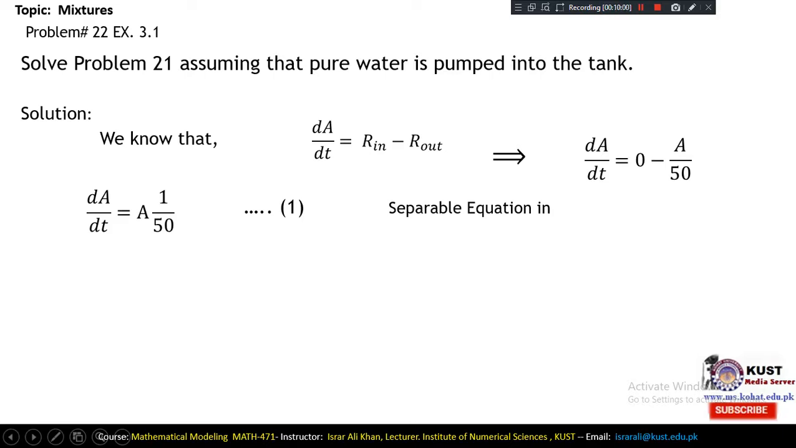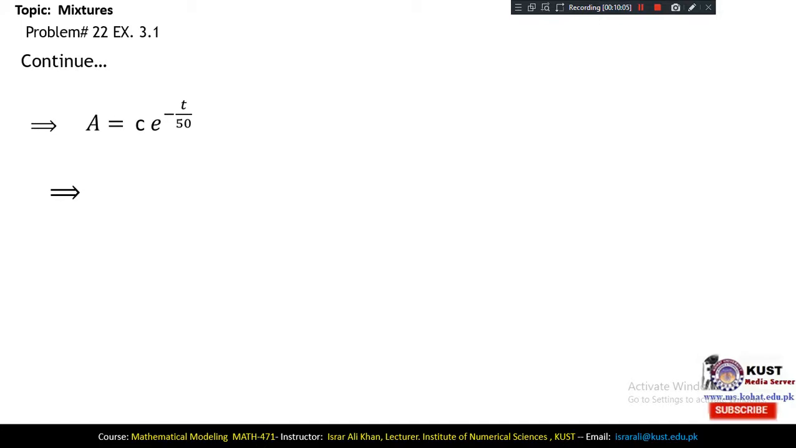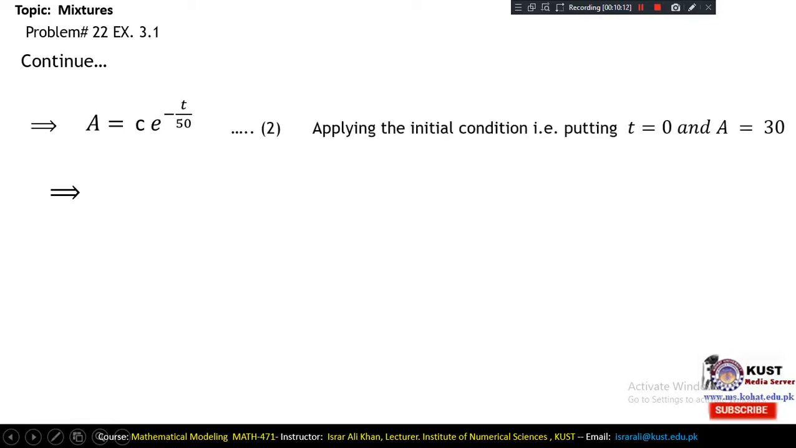And you can see that this is a separable equation, and the solution of which will give us A is equal to c e raised to the power minus t divided by 50. Now to find the value of this arbitrary constant c, we put t equal to 0 and A equal to 30. When we put these two, we get c equal to 30, and equation 2 becomes this: A is equal to 30 multiplied by e raised to the power minus t divided by 50.